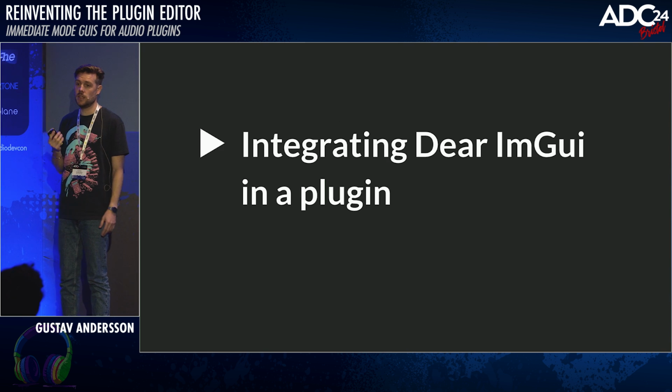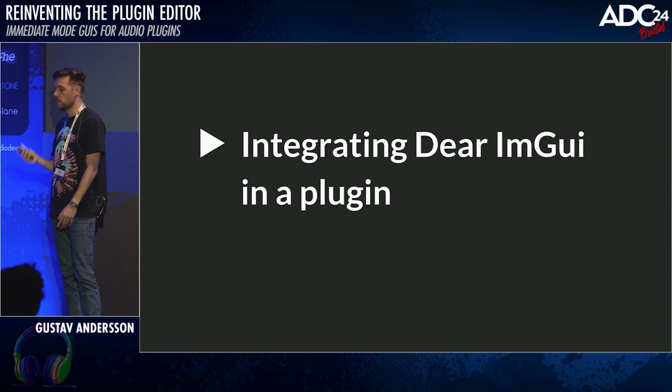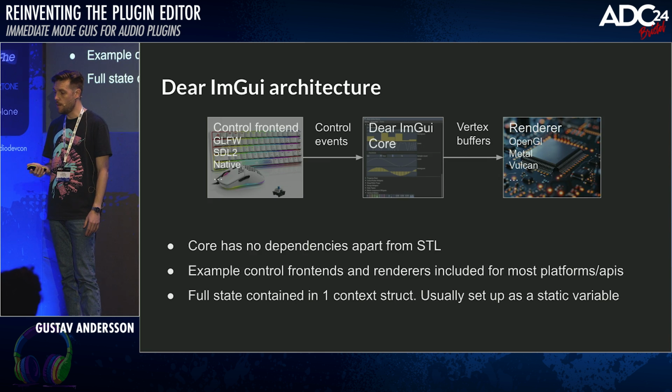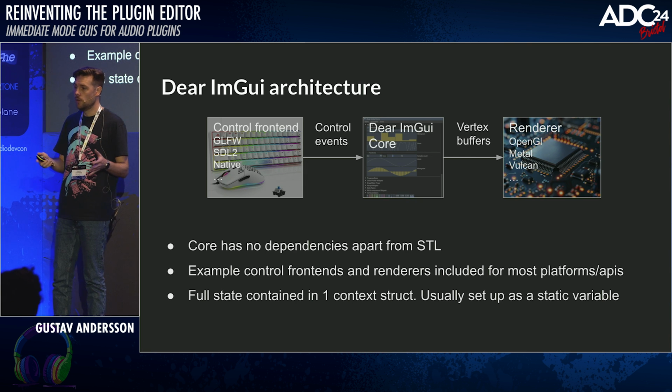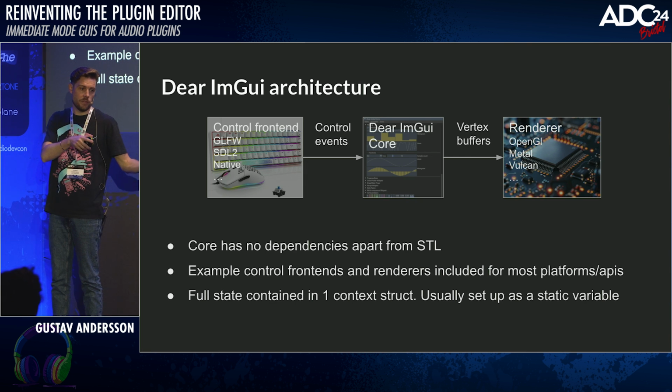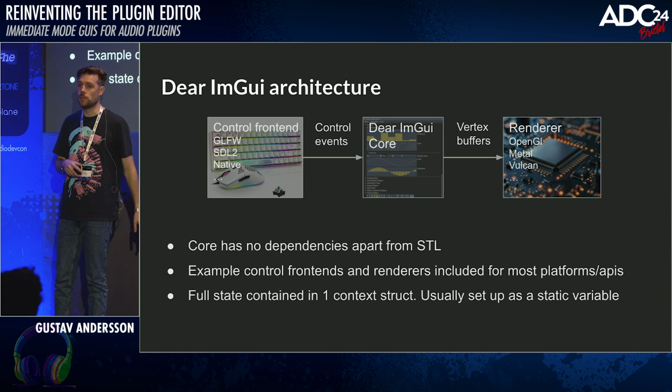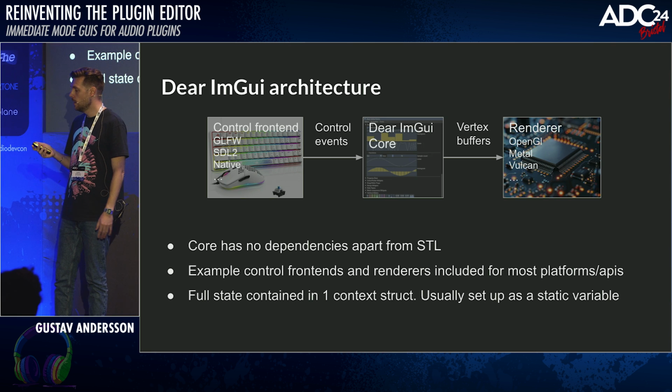But that was the general case. Then looking at specifically integrating a specific library into a plugin. And this is Dear ImGui. It consists of a core part, which takes in control events and outputs vertex buffers. It has no dependencies apart from the standard library. So it's very self-contained and platform agnostic.